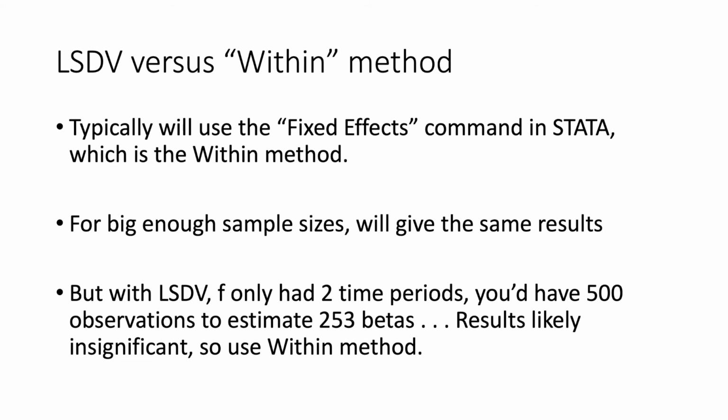And for big enough sample sizes, the fixed effects within method will give the same results as the least squares dummy variable model. But with the least squares dummy variable model, if we only had 2 time periods, you'd have 500 observations to estimate 253 betas. And these results are likely insignificant. So we'll use the within method. And I'm sorry, there's a typo there in that last bullet.